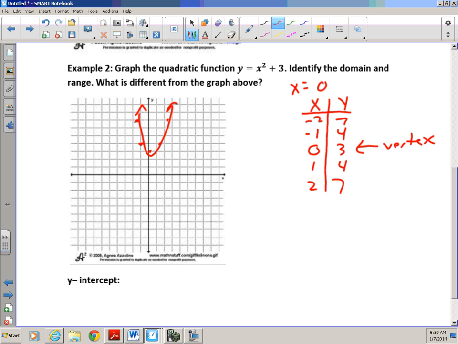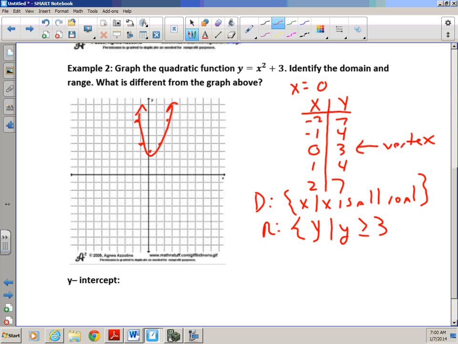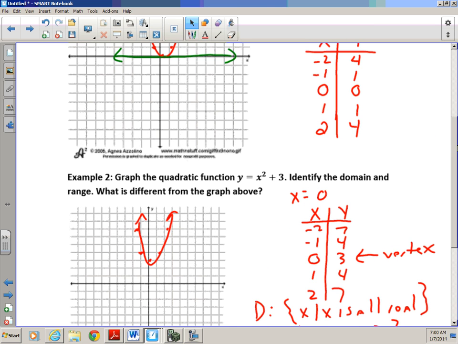Okay. Now, what is my domain? X is all real. What is my range? Y is greater than or equal to 3. Now, what happened between this curve and the curve above it? Hopefully you'll see that this one shifted 3 units up, which is a translation, okay?